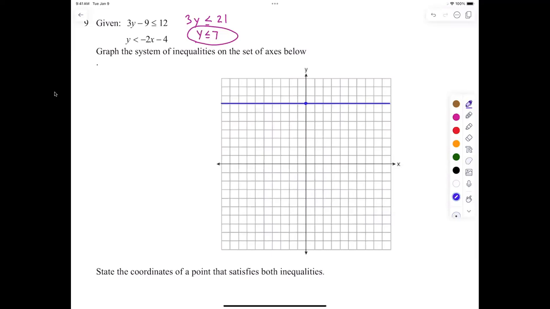There's a sign, and the line was below. Thank you, Colton. It's less than or equal to, so it's solid. Less than or equal to 7 is definitely shaded below.